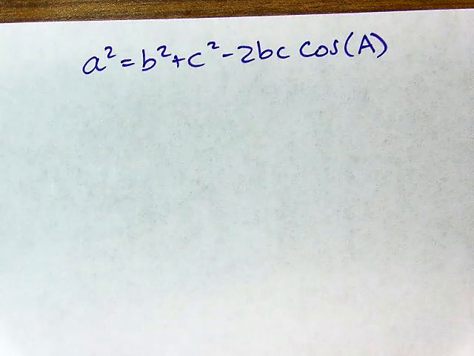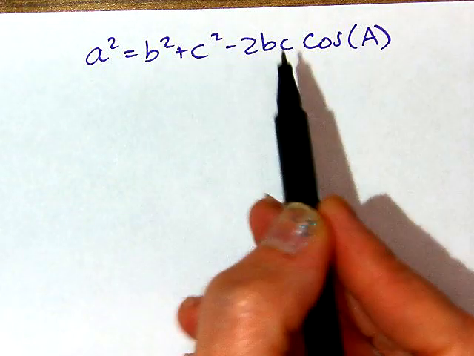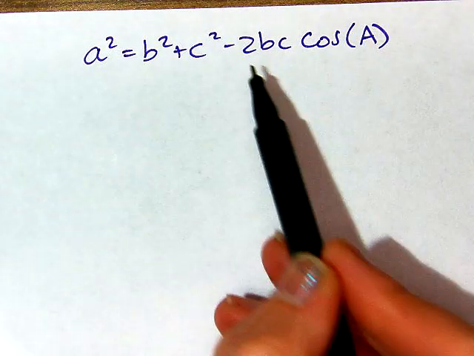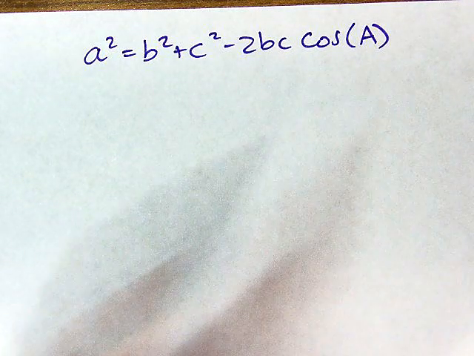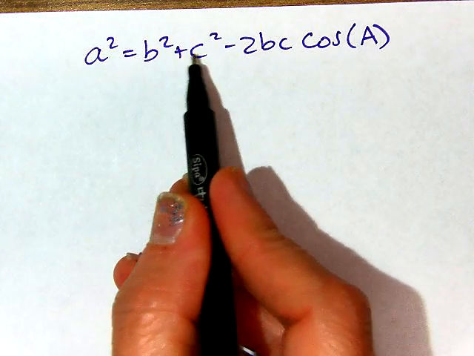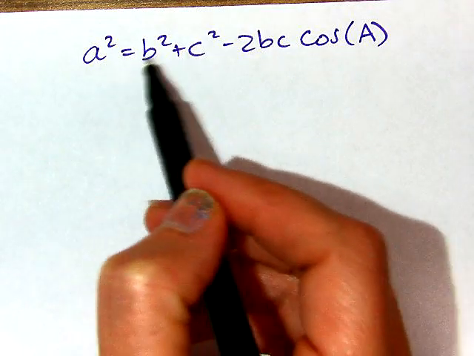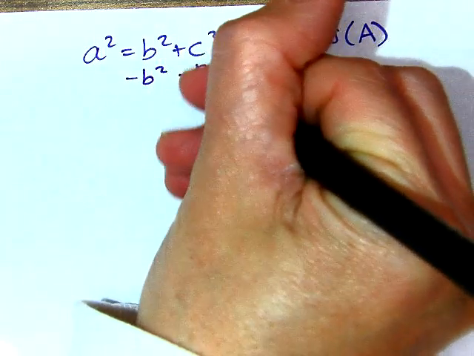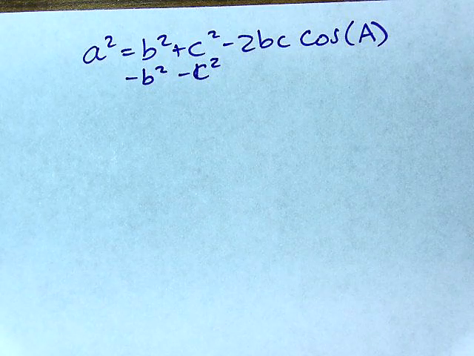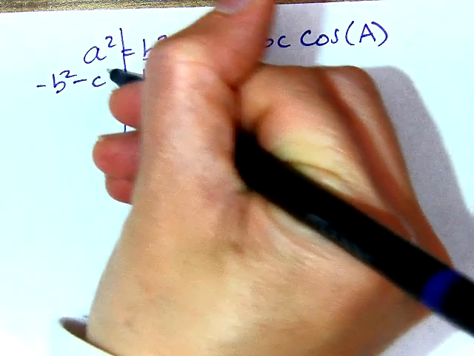So by using algebra, I'm going to notice that these two values are adding to the cosine. And that this value, negative 2bc, is actually multiplying to the cosine. So I can go ahead and move the b squared and the c squared to the other side by subtracting, because they're both positive. So I'm going to subtract b squared, and I'm going to subtract c squared over to the other side. And I'll go ahead and draw my line so you can see what I'm doing.